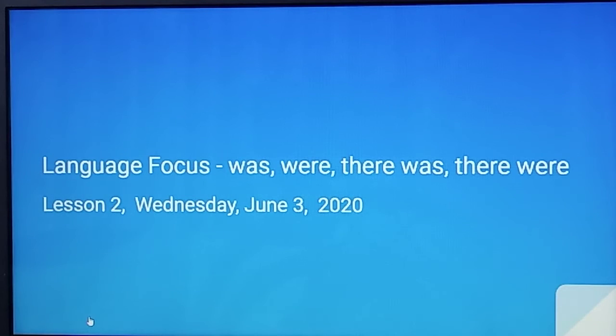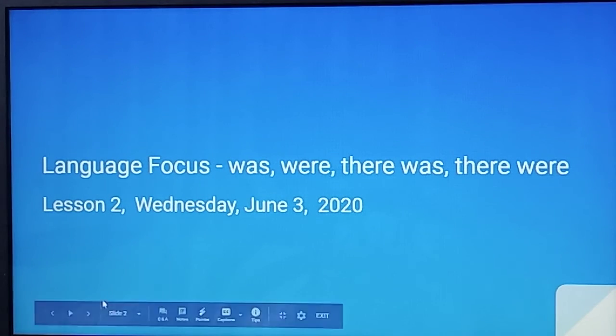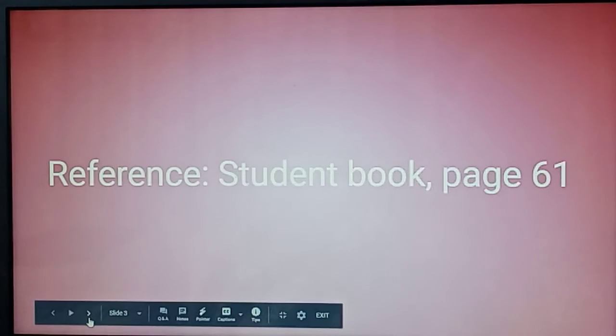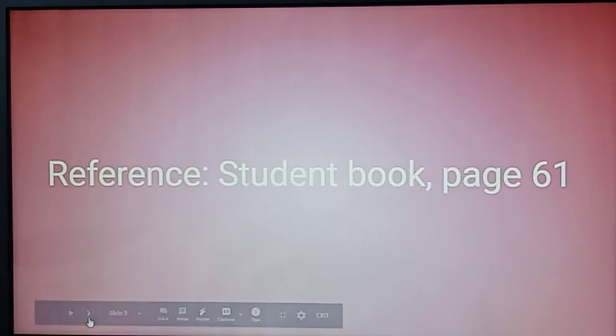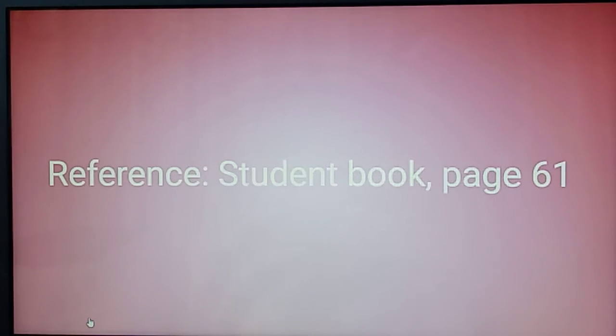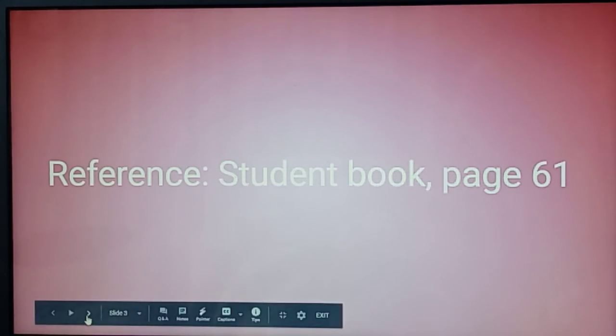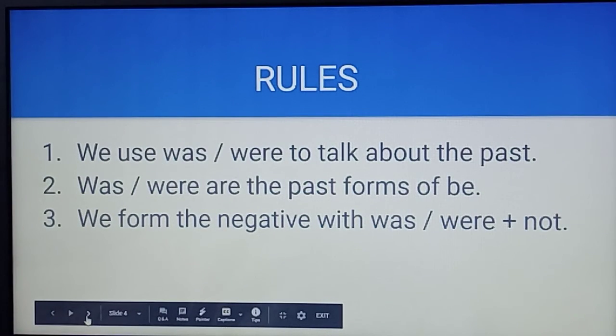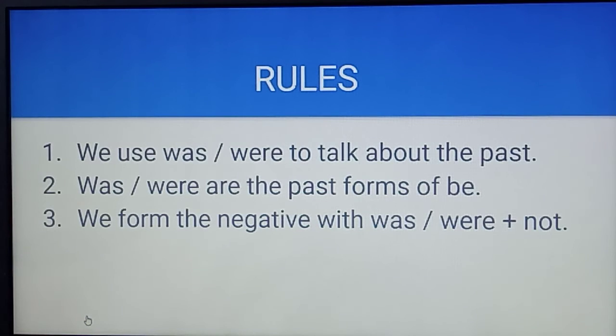Lesson 2 is about language focus: was, were, there was, and there were. The reference is your student book. You can open it on page 61. So what are the rules? We use was, were to talk about the past. Again, we use was, were to talk about the past.